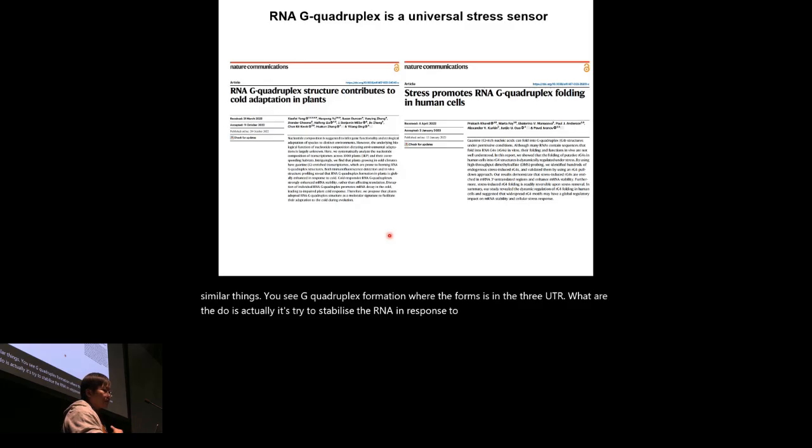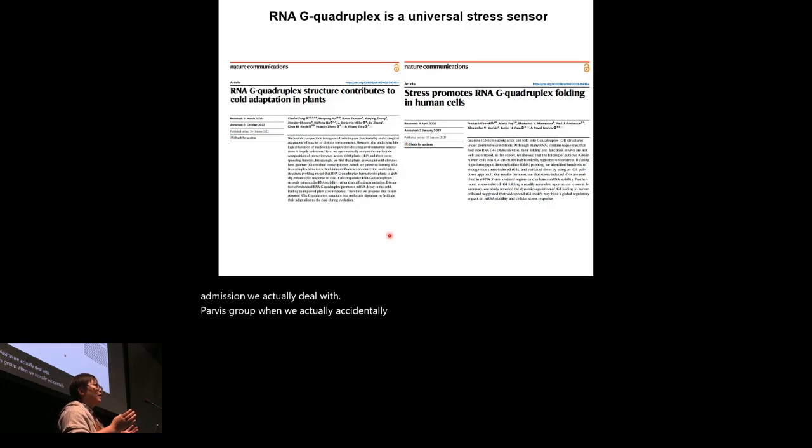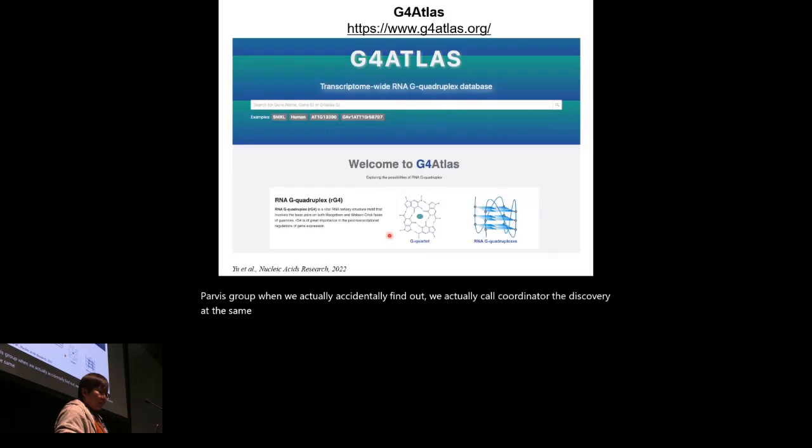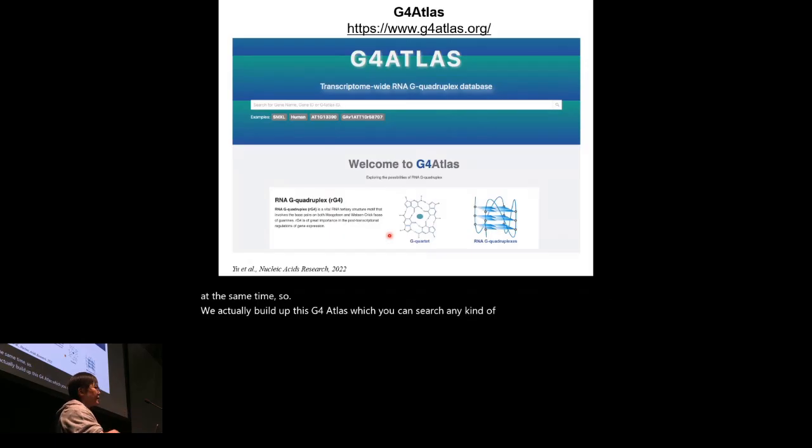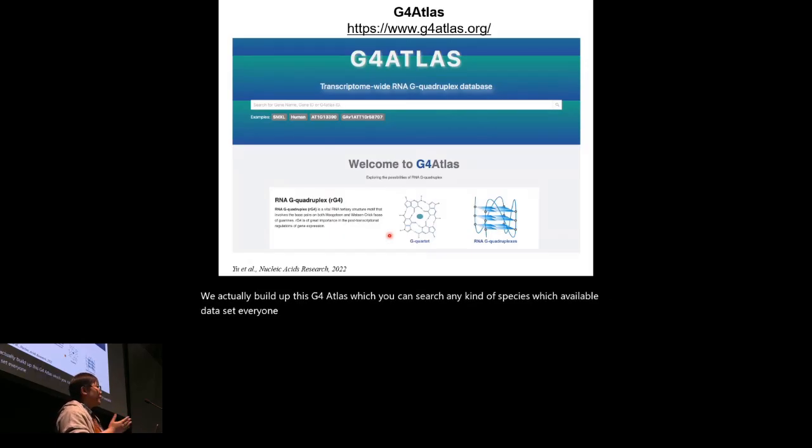So this is a co-submission we did with Pavi's group, when we accidentally found out we coordinated the discovery at the same time. So we built up this G4 atlas, which you can search for any kind of species with available datasets. Everyone can look for your favorite gene and whether G4 is formed.